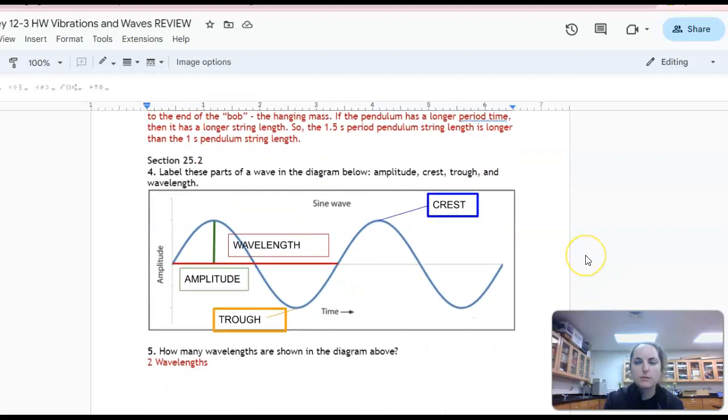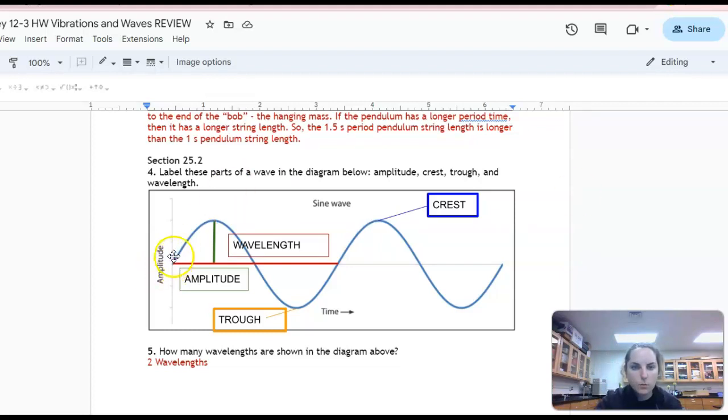So for number four, we had to label the amplitude, the crest, the trough, and the wavelength. Going through amplitude, it is the amount of energy within your wave, and we measure it from either the midpoint up or the midpoint down. I chose in my graph to do the midpoint up, so I represented it in green. The wavelength we can show as one complete waveform. We can measure it from crest to crest. We can measure it from trough to trough. I chose to do it as one complete waveform, and it is shown in red. And then the crest is the high point of the wave, and the trough is the low point of the wave.